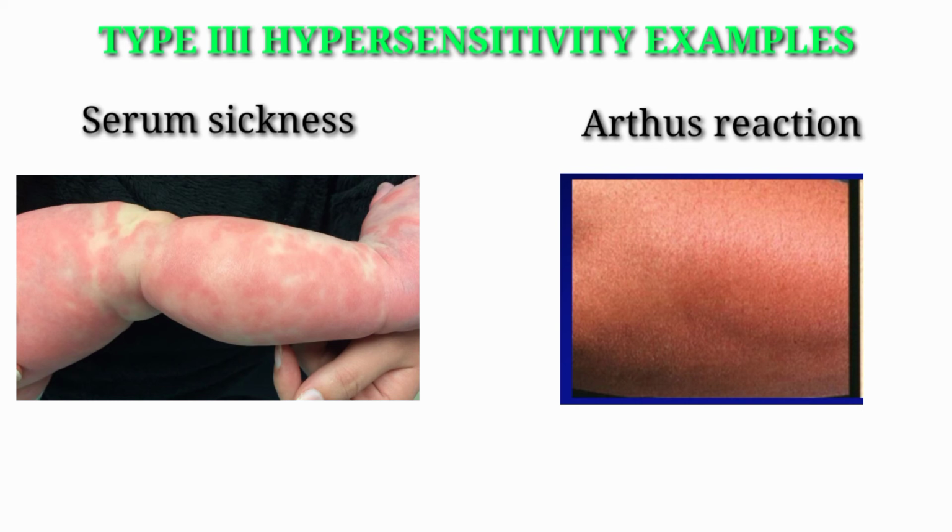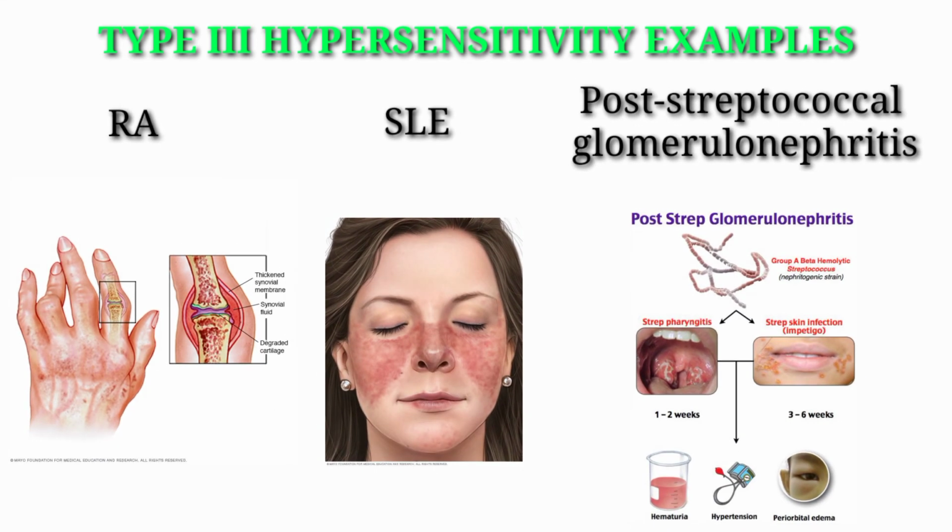Type 3 reactions and accompanying inflammatory injury are seen in diseases such as rheumatoid arthritis, systemic lupus erythematosus, and post-streptococcal glomerulonephritis.